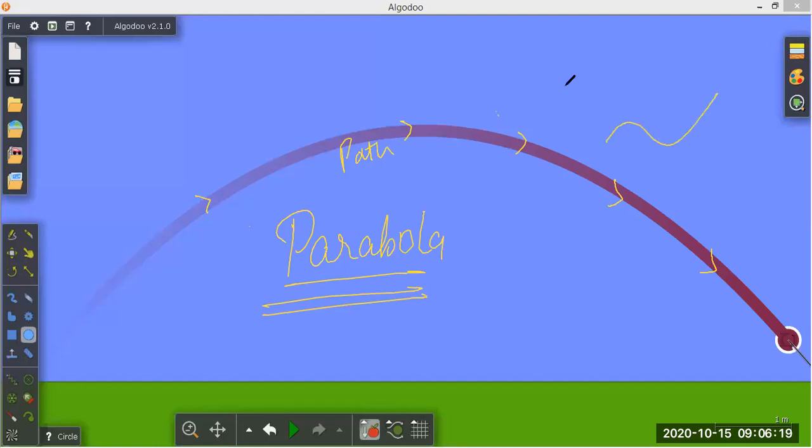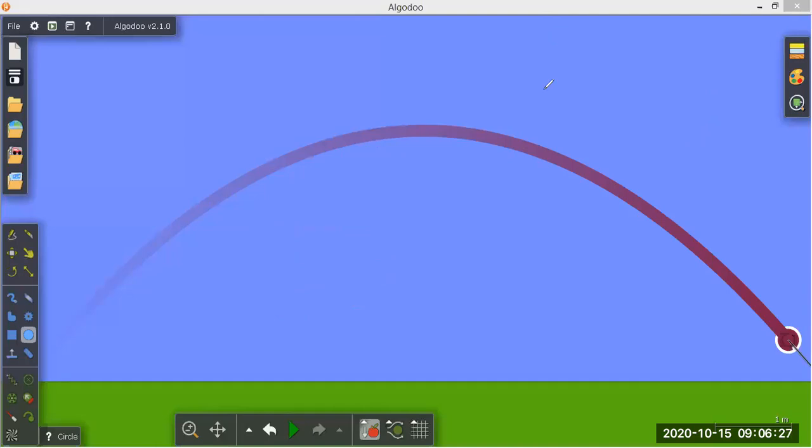So this is called a parabola. Please remember that. All right. So with that much, we will wind up this discussion today. We will continue with it tomorrow.